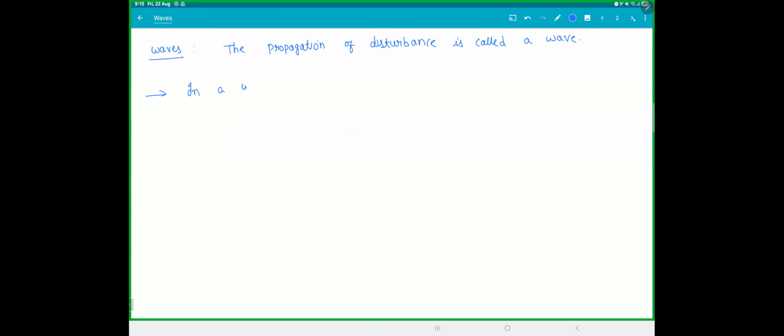Now, in a wave, you can also say like this. In a wave, energy and momentum are transferred without the transfer of material. So through a wave, you can send energy and momentum without any transfer of material.